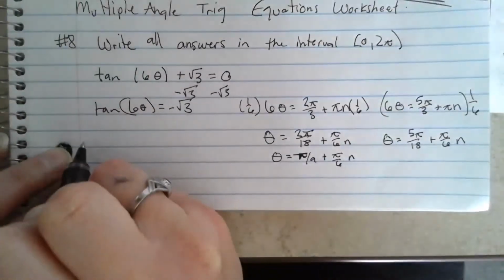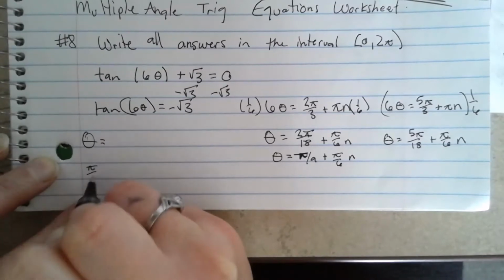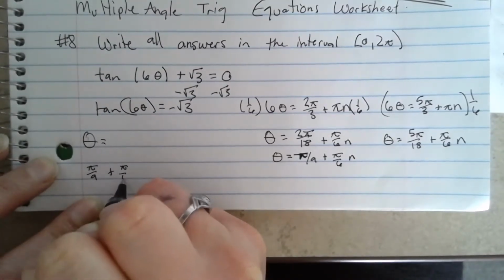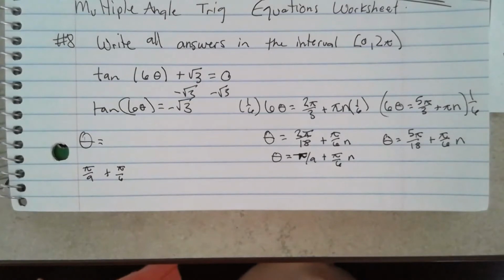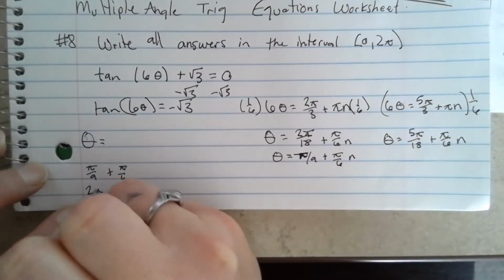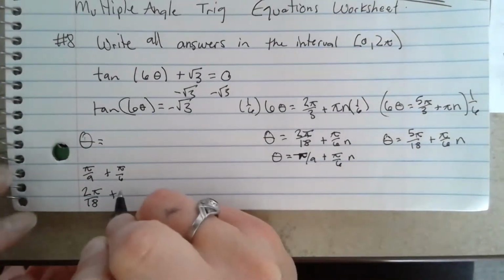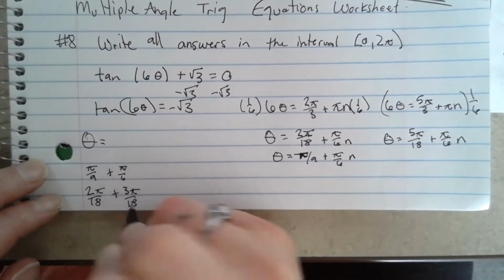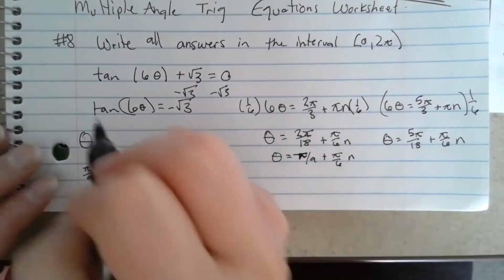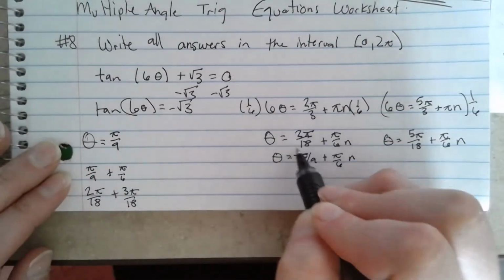So I'm going to put right here, theta equals, I'm going to take pi ninths, and I'm going to add pi 6. So if I'm going to add pi ninths and pi 6, I need a common denominator. And actually 18 was a good one. So this is the same thing as 2 pi 18ths plus 3 pi 18ths. Okay, so real quick, my first answer is going to be pi ninths, or 2 pi 18ths, same thing, because that is one of our solutions.